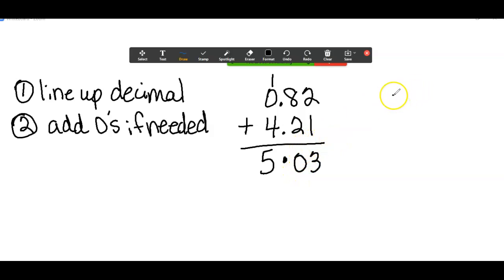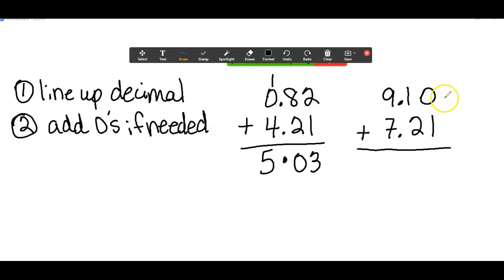The next one, 9 and 1 tenth plus 7 and 21 hundredths. Notice my first step, line up my decimal. That's super important because if I didn't pay attention on this one, I would have this over more and I'd come up with 2 decimals again. And then add zeros if needed. So this one needs a 0 here. And now I just add 1, 3, and 16.